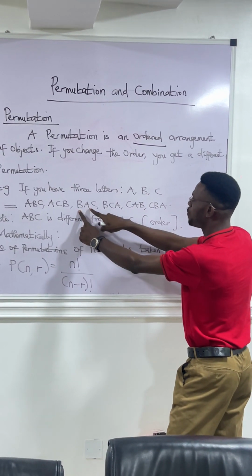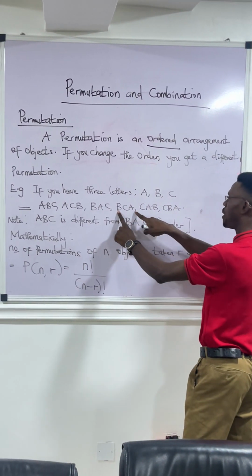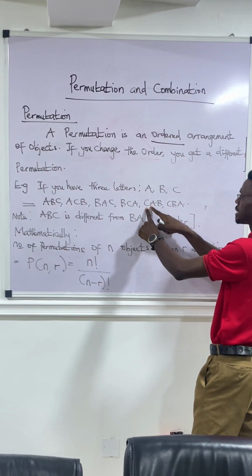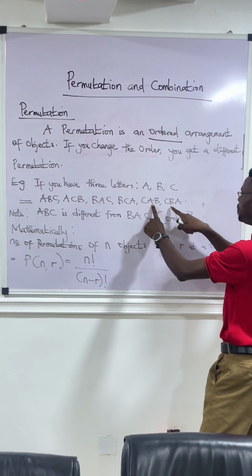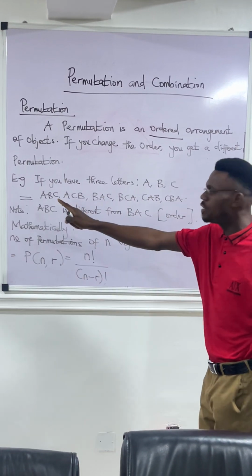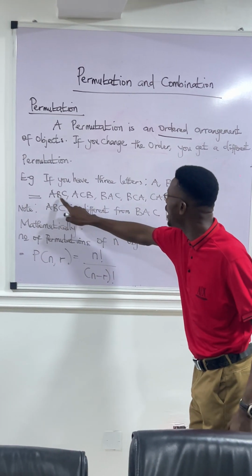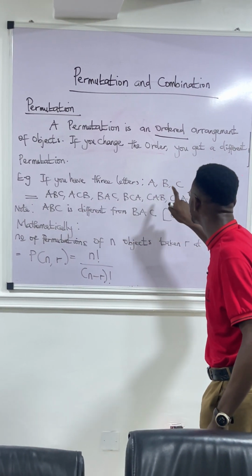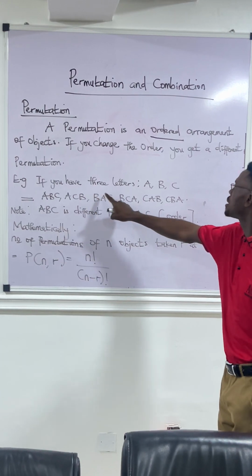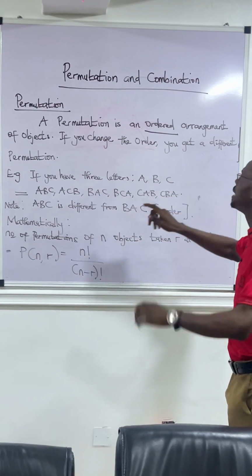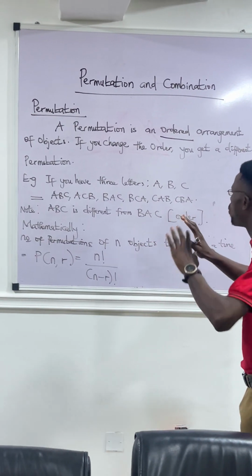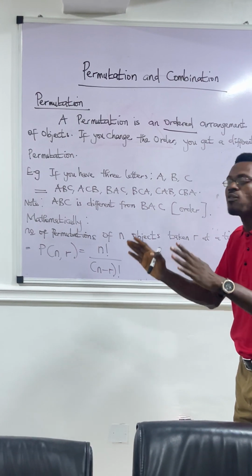I have A first before C. Next I have C before A. Then I keep C constant. Then I have A before B. I have B before A. So you discover that the different orders, let's count, becomes 1, 2, 3, 4, 5, 6. So I can arrange these letters A, B, and C in 6 different ways, or 6 different orders.